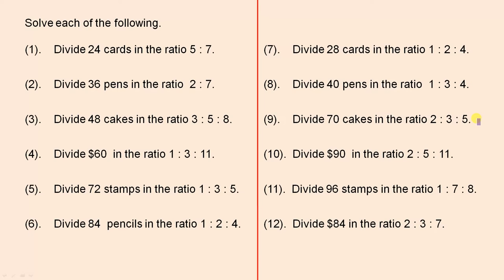Divide 70 cakes in the ratio 2:3:5. Divide $90 in the ratio 2:5:11. Divide 96 stamps in the ratio 1:7:8. And divide $84 in the ratio 2:3:7. Let's have a look at the next slide.